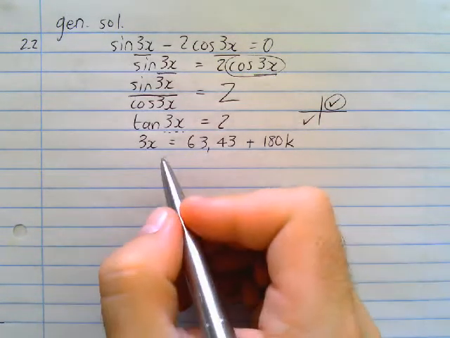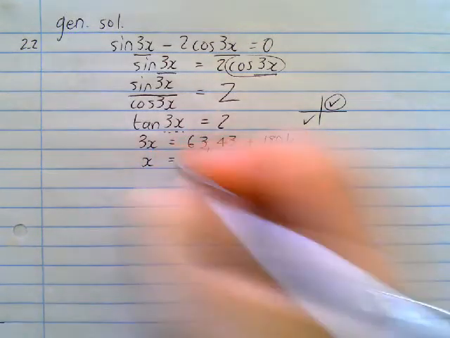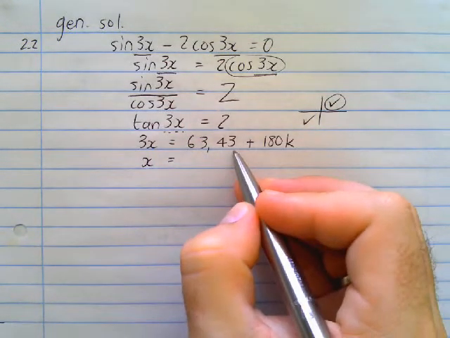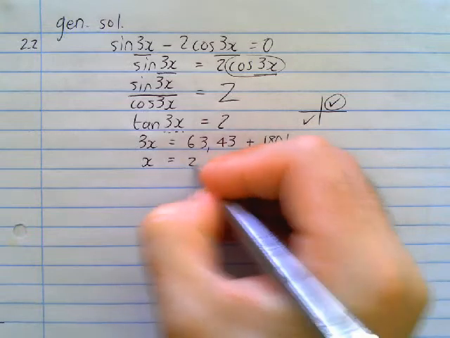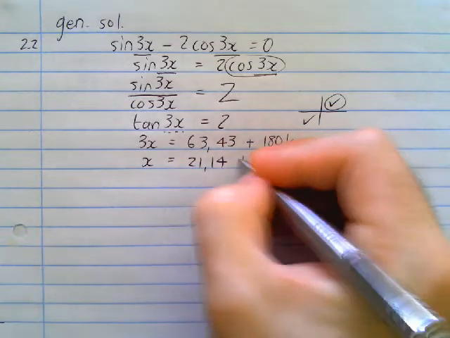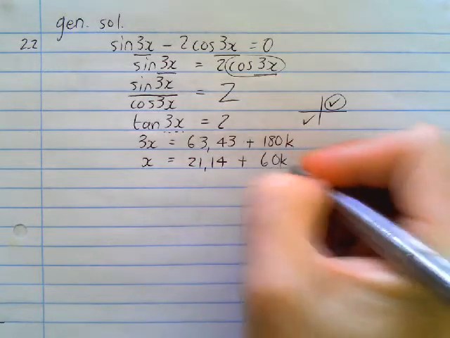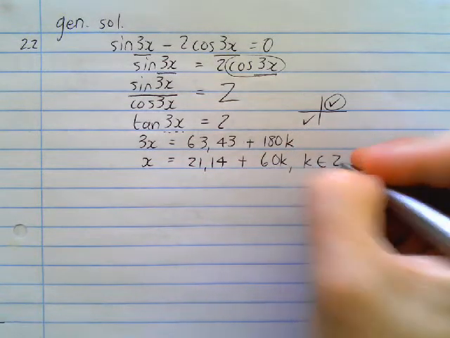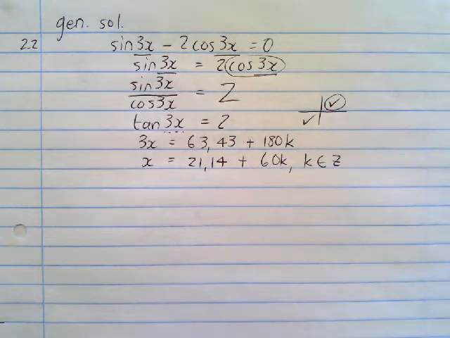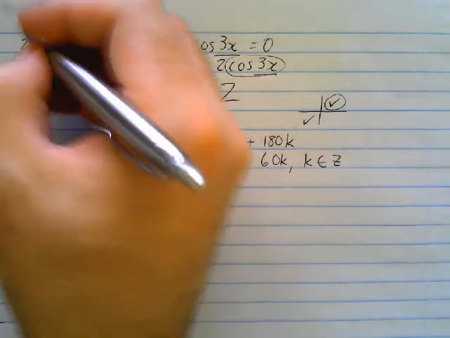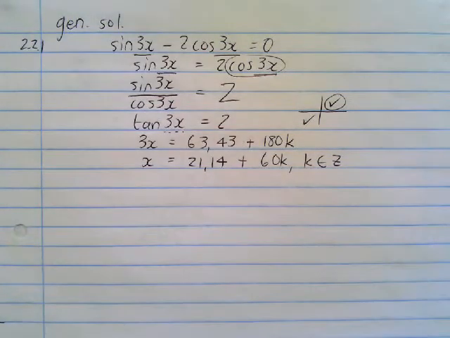Okay, so the last step here to do is to divide everything by 3. 63,43 divided by 3 gives you 21,14. And we'd also need to divide the 180k, and we would get 60k. Also add in your answer somewhere, k is an element of Z, being integers, because that's also an important part of our solution. Okay, so there's the general solution for 2.2.1. I know some of you had difficulty with that. I hope this explanation assists you.